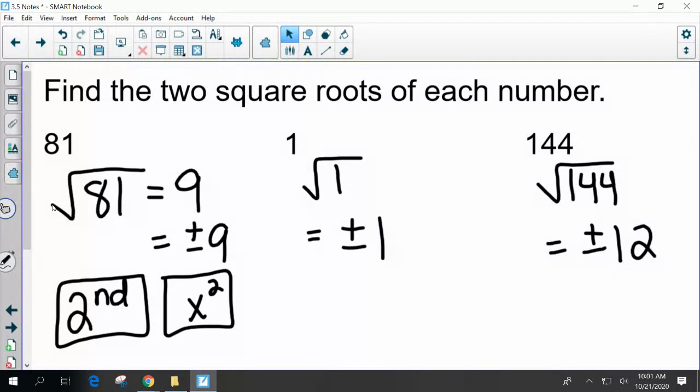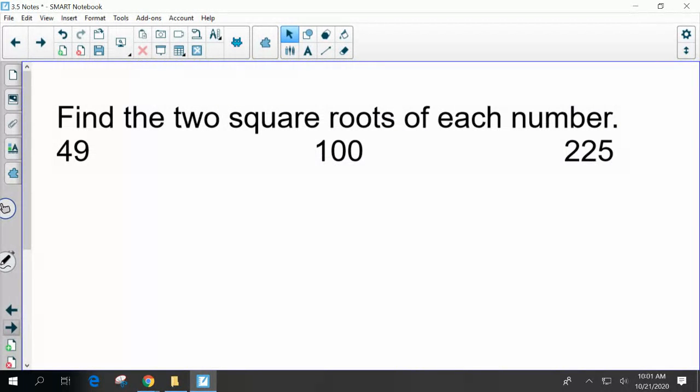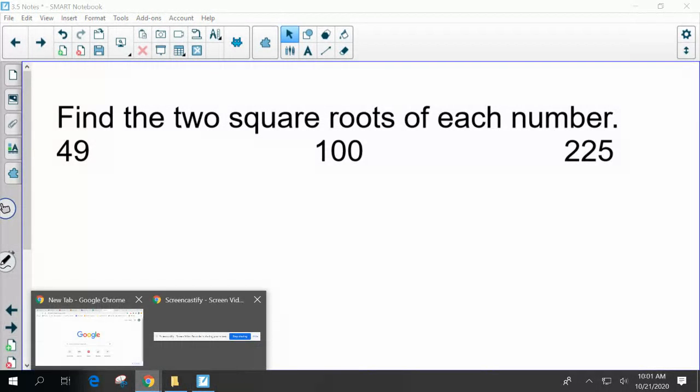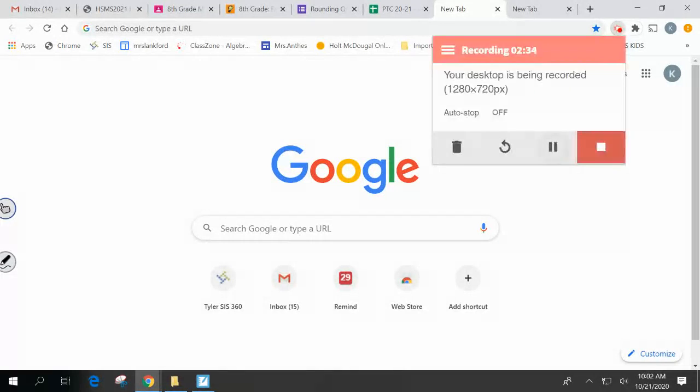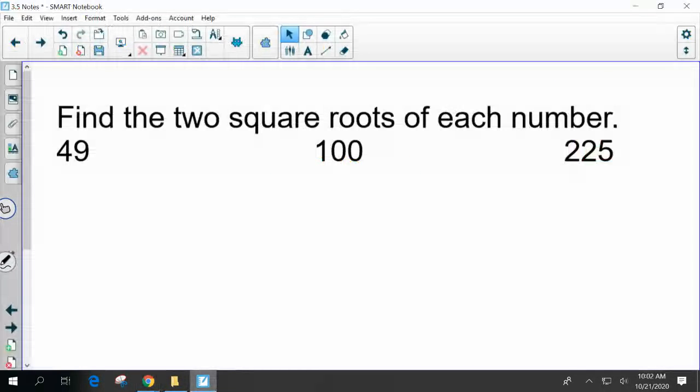Okay, so the next three problems on there, I'm going to give you about a minute to go through those. So if you would pause your video and go through those three problems. All right, so square root of 49. You should get plus or minus 7. Don't forget the plus and minus part. Square root of 100. Plus or minus 10, sorry. Square root of 225. Plus or minus 15.